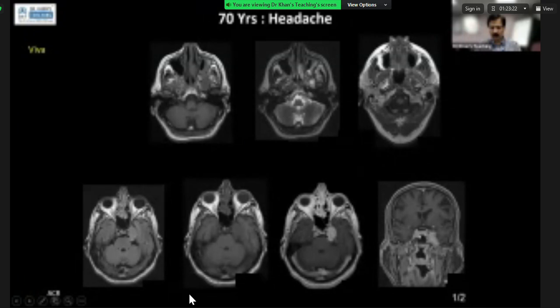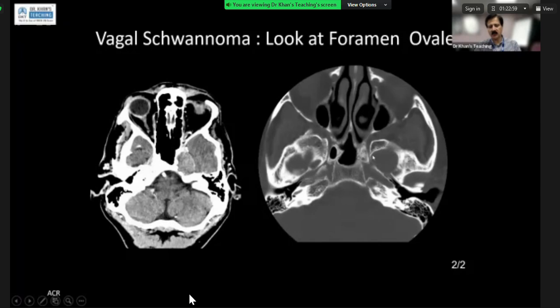So what is happening, if you see, this is the cavernous sinus on the normal side, this is the pituitary gland, and on this side there is a mass. And you can stretch your imagination that this is passing through something and going into this space. This space has to be the masticator space. And this is the CT of the same patient.